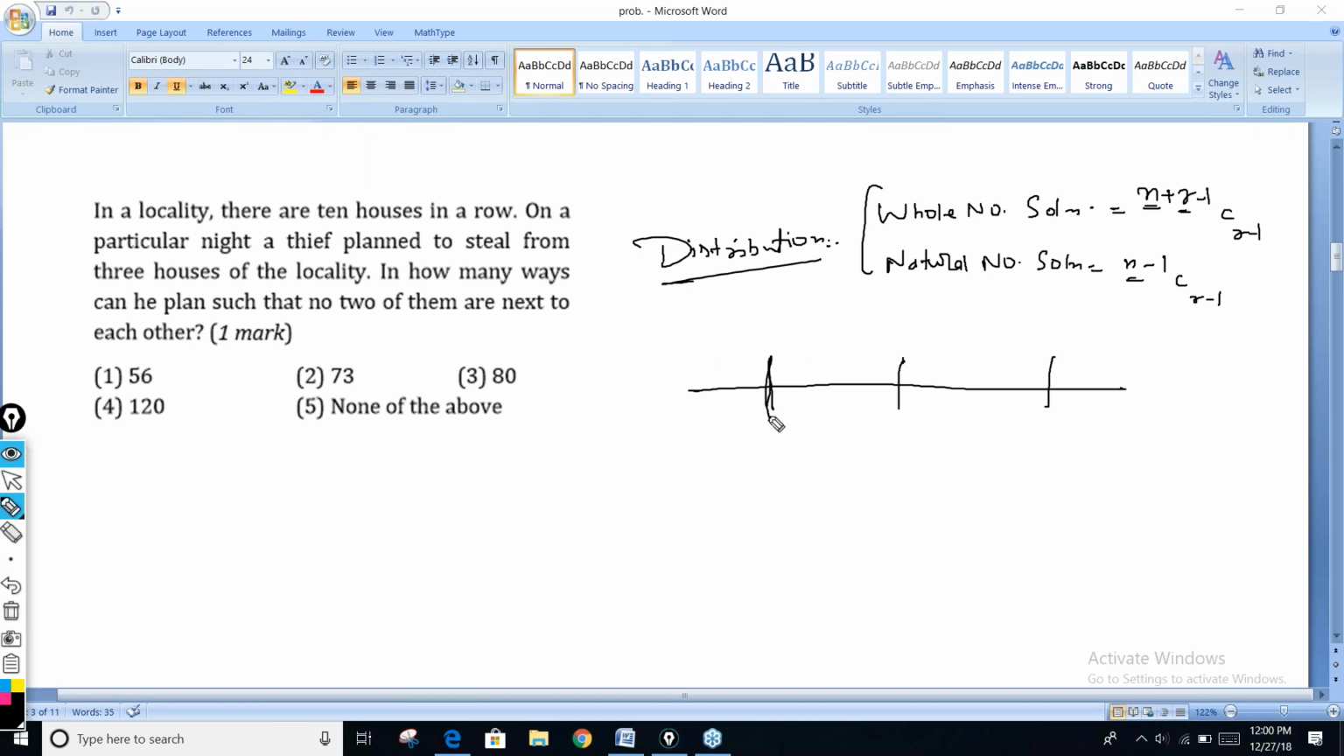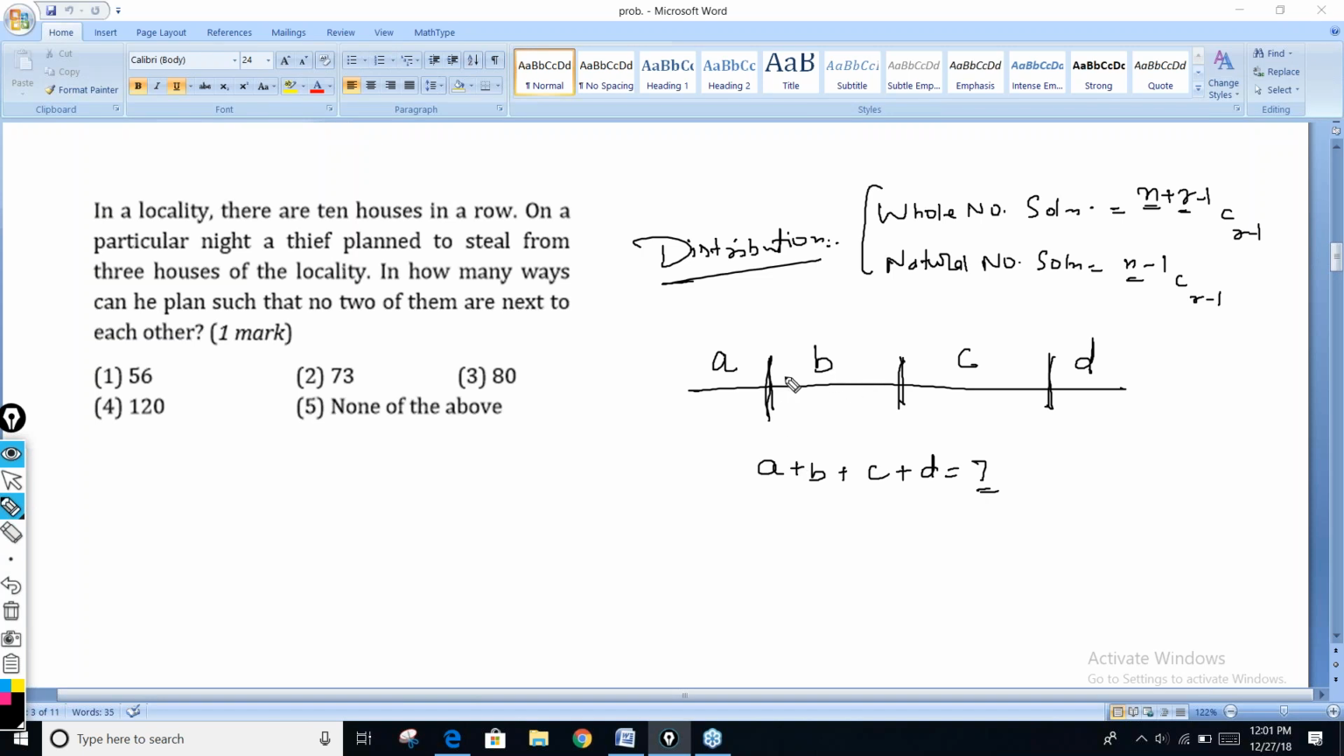I select any of the 3 houses. Out of 10 we selected 3. So before this there can be a number of houses. Between these two there can be b number of houses. Between these two there can be c number of houses, and here there can be d number of houses. And can I say the total remaining houses a plus b plus c plus d should be 7? Because there are 10, we have selected 3, so remaining houses are 7.